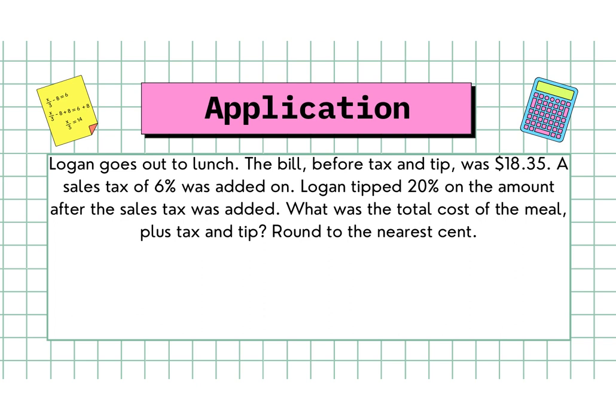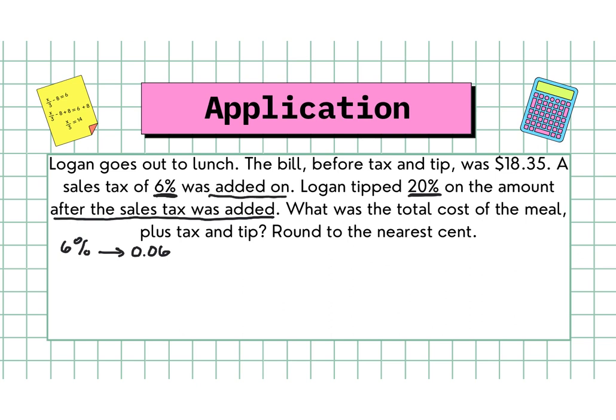Now, this one's a little more complicated because we have two separate percentages. We have a 6% sales tax and a 20% tip. Here's our clue of what we're going to use first. Right here, it says after the sales tax was added. That's where the tip goes. So we're going to start with that 6%, change that into a decimal, which is 0.06. Remember, we can just divide that by 100 if you're not really sure what the decimal is.